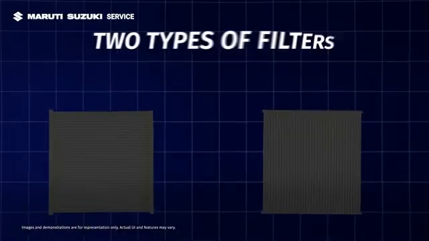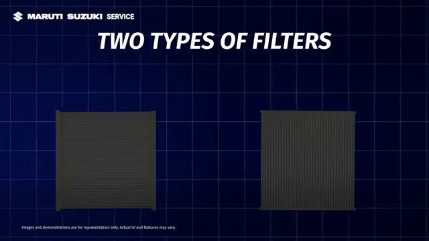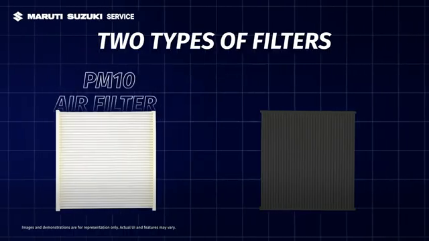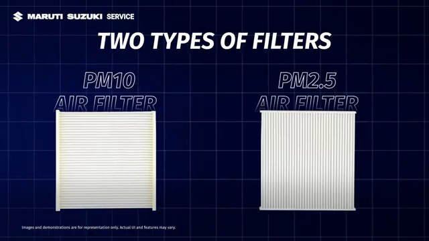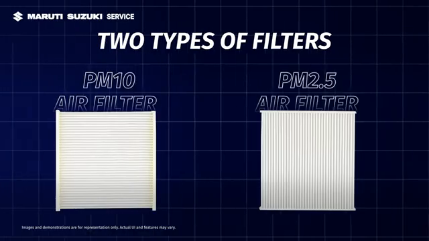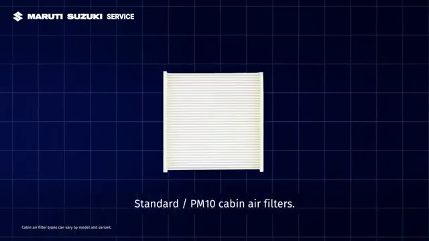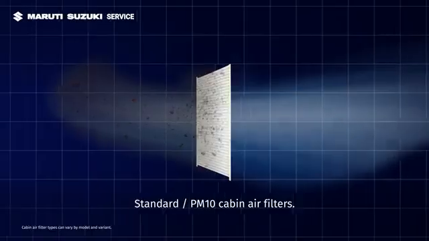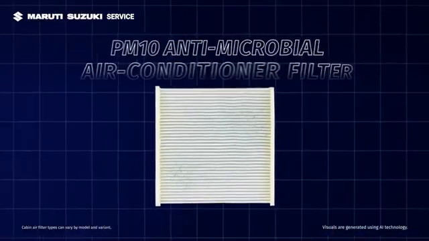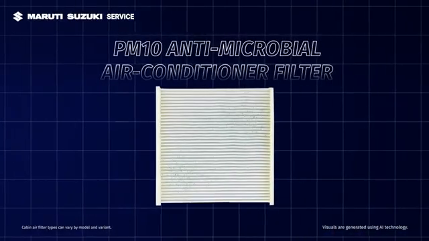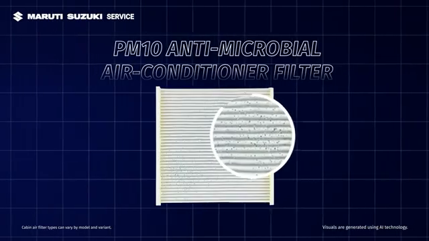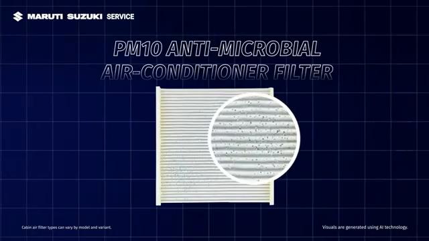There are mainly two types of car cabin air filters available: standard air filters, also known as PM10 air filters, and advanced PM 2.5 air filters. Let's start with standard or PM10 cabin air filter. These are designed to capture coarse, larger particles and help reduce the circulation of visible dust. For enhanced protection against microbes and finer contaminants, a PM10 antimicrobial air conditioner filter provides an added layer of cabin air protection.